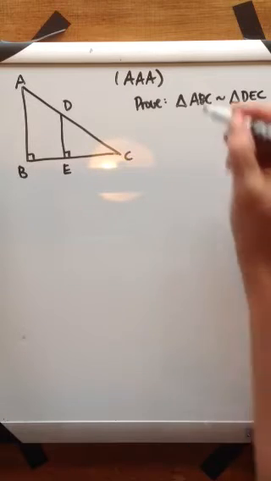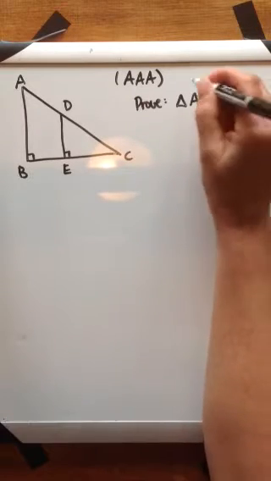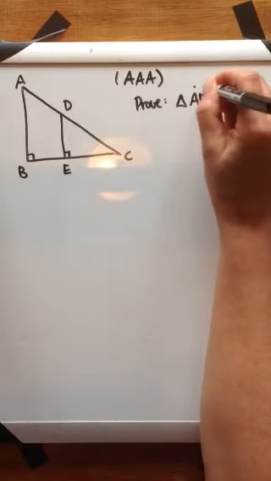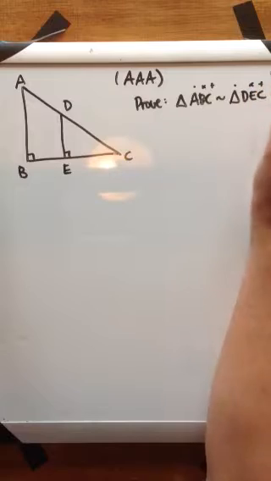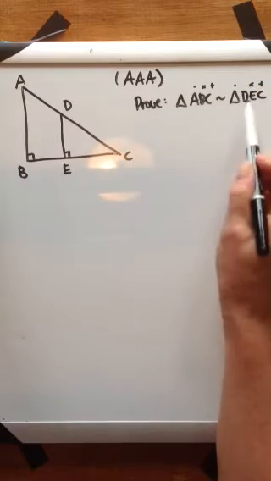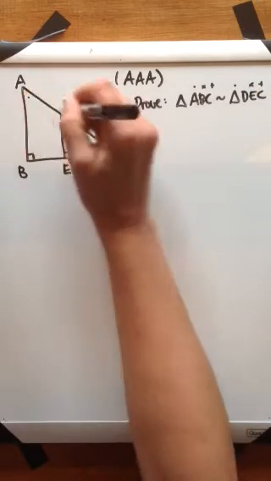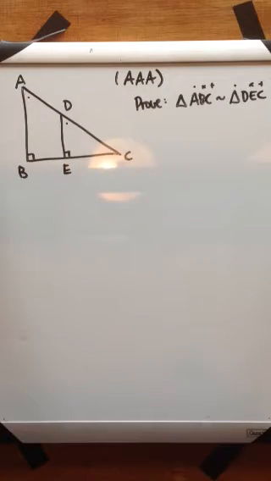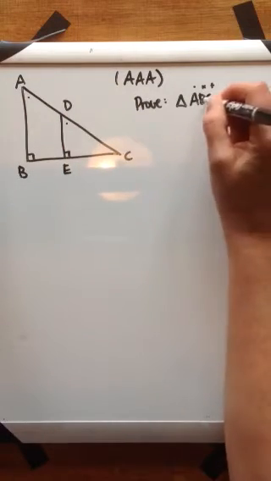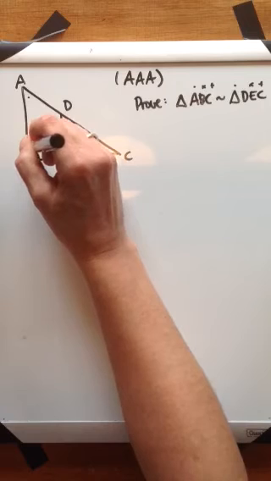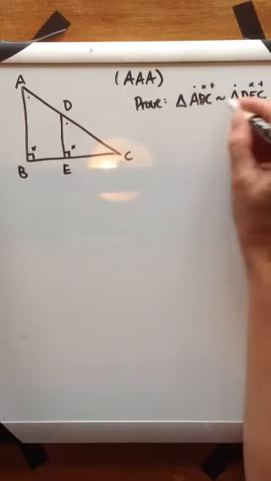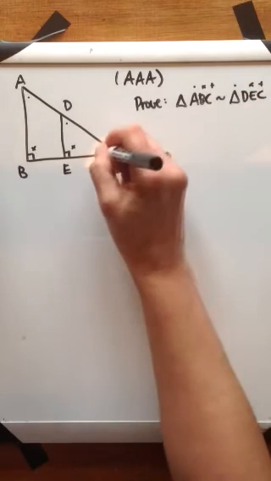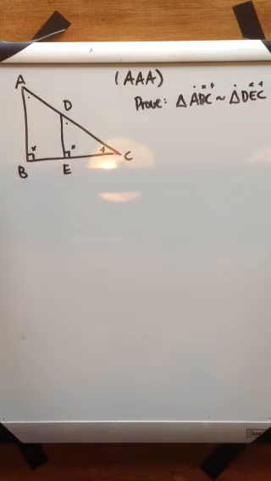Notice I'm also trying to label this triangle in such a way that the angles that are the same are listed in the same order. So angle A and angle D, which are these ones here, I want to prove are the same. Angles B and E, I want to show are the same. And angle C is the same in both cases. That one's going to be the easiest one to prove.